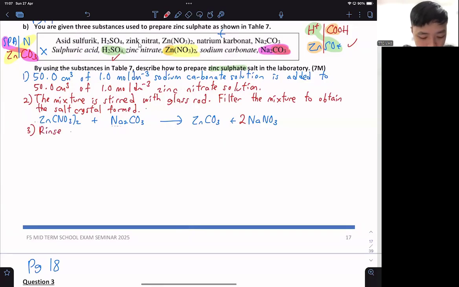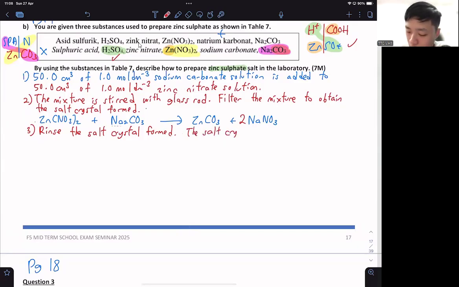rinse the salt crystal formed. Okay, so rinse. Okay, the salt crystal formed is zinc carbonate.